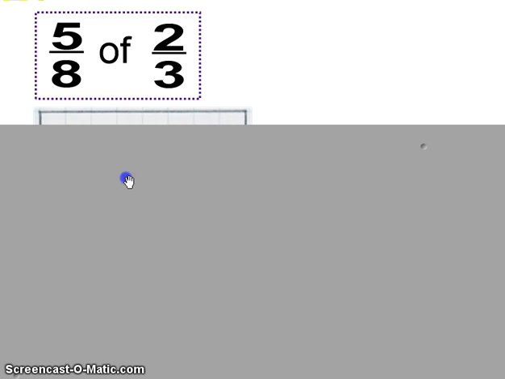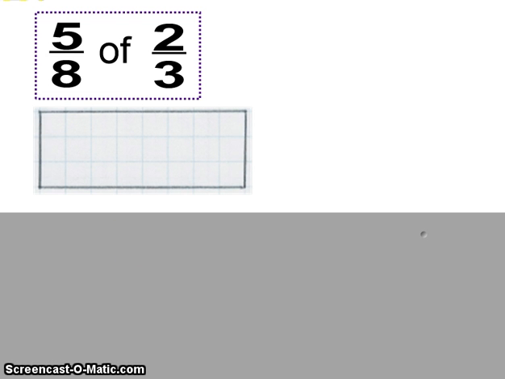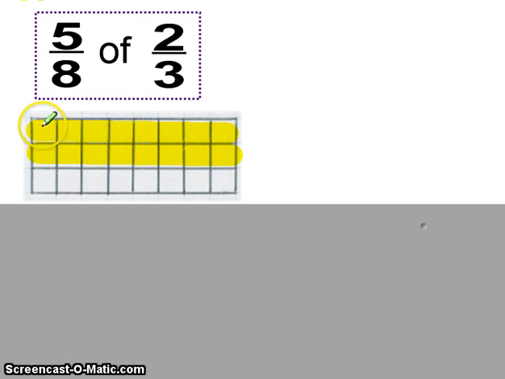Now let's solve 5/8 of 2/3. We're going to draw our rectangle and divide it into 3 equal pieces. Then we are going to shade 2 of them. 1, 2. Now we need to divide it vertically into 8 pieces. So we've got 1, 2, 3, 4, 5, 6, 7, 8 pieces vertically. And we need to shade 5 of them.